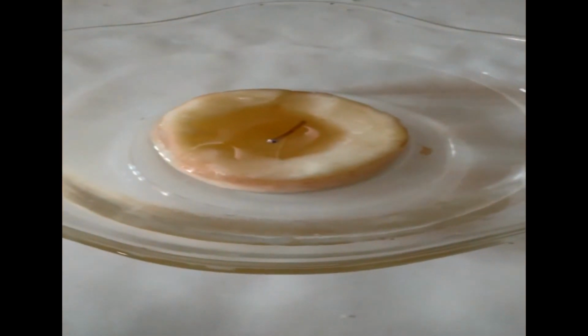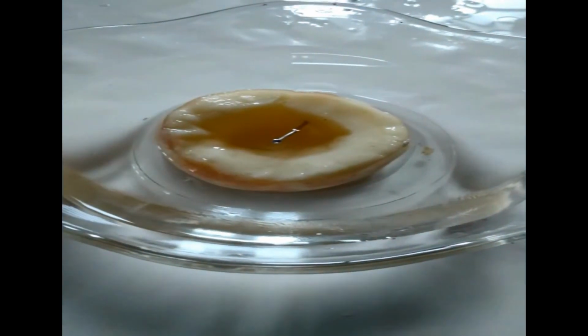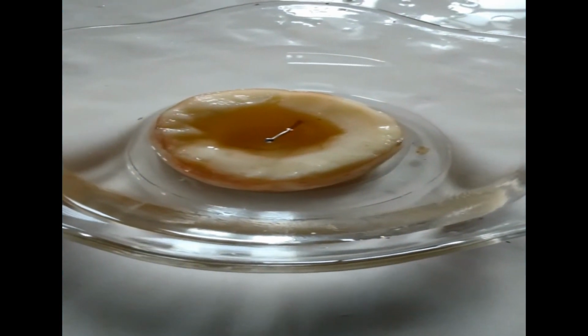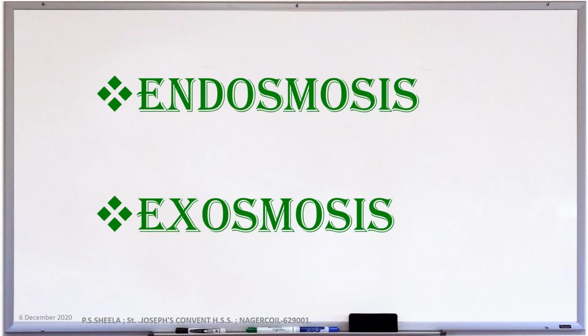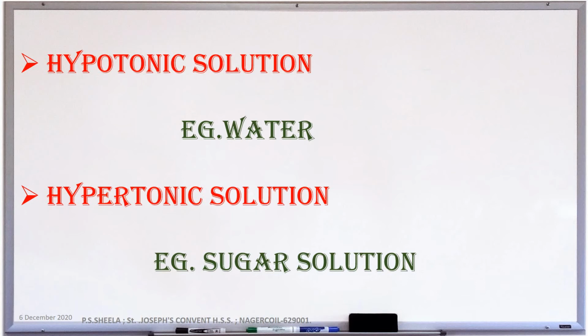The level of the sugar solution inside the cavity has risen. Osmosis is of two types. First one endosmosis, second one exosmosis. What is endosmosis? It's the entry of solvent into a cell when kept in hypertonic solution. Hypertonic example, we can say pure water.